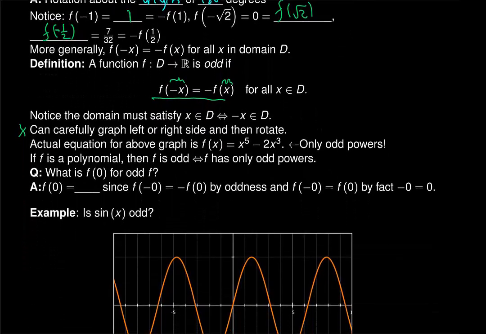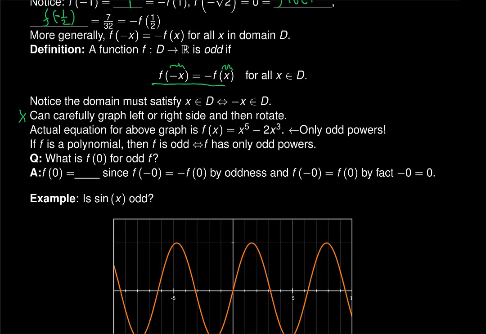So now we can go and look at this actual equation for that function, and that was x to the 5 minus 2x cubed. Notice there's no even powers. Even powers of polynomials correspond to even functions. This only has odd powers. And we can make this statement, which is later established when we divide functions into even and odd parts, that if f is a polynomial, then it's odd if and only if it only has odd powers. So it can't have a constant except for 0, because x to the 0 is even. It's an even power. 0 is an even power.